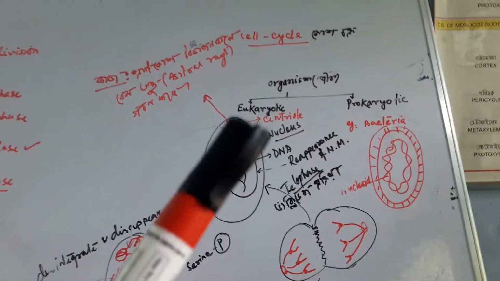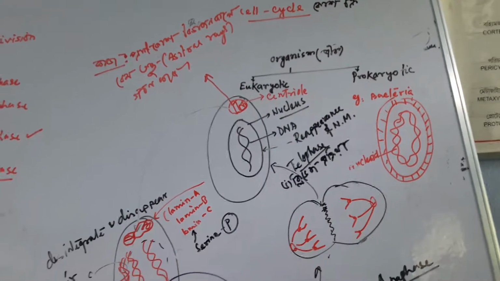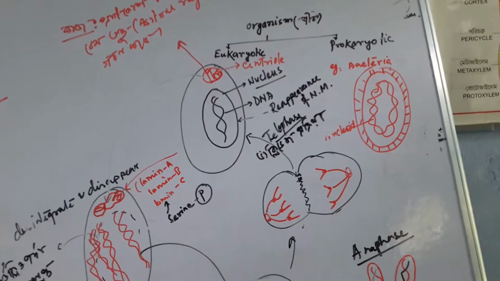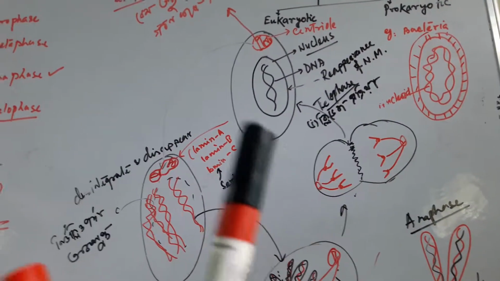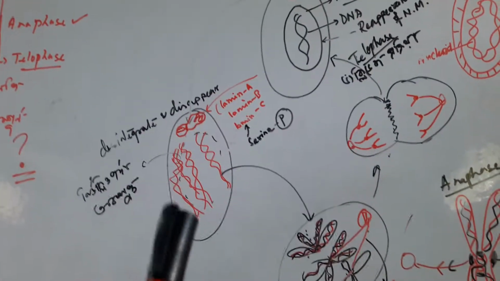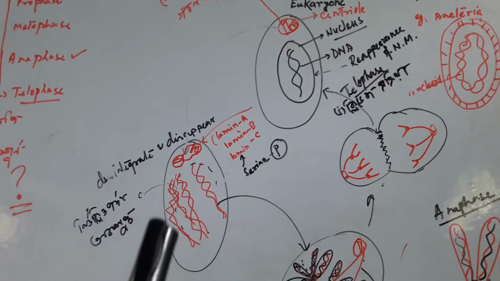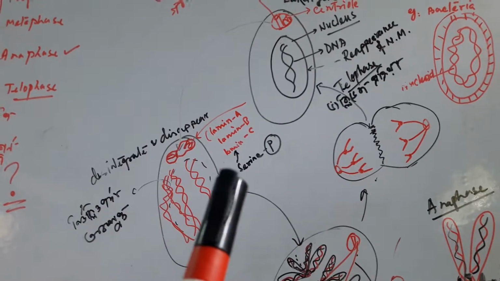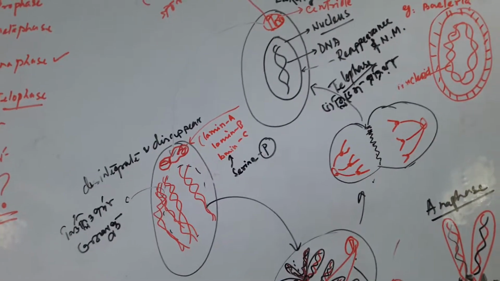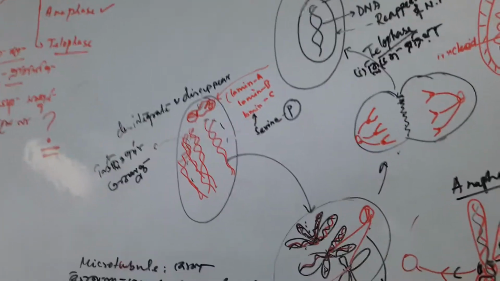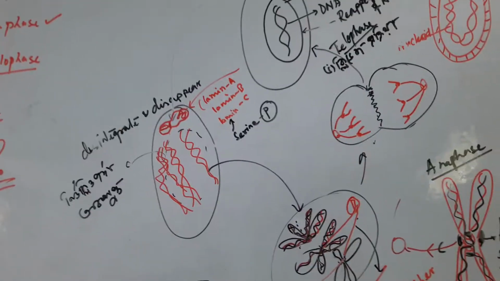You see a cell, and organisms are divided into eukaryotic and prokaryotic. The cell is intact, and here you see the intact cell nucleus and DNA within the nuclear membrane. In the first phase, the nuclear membrane disappears by disintegrating the cytoskeletal proteins lamin A, B, C, which are present in the nuclear membrane. So it disintegrates and disappears.